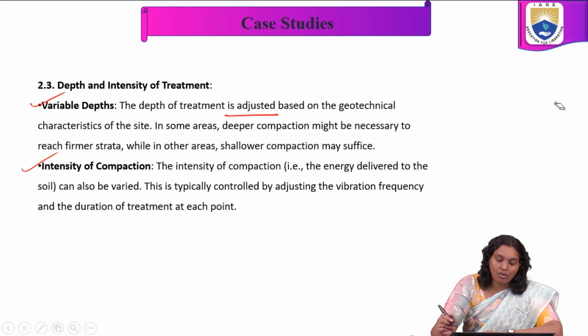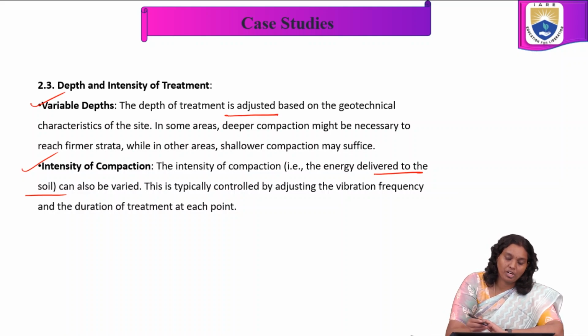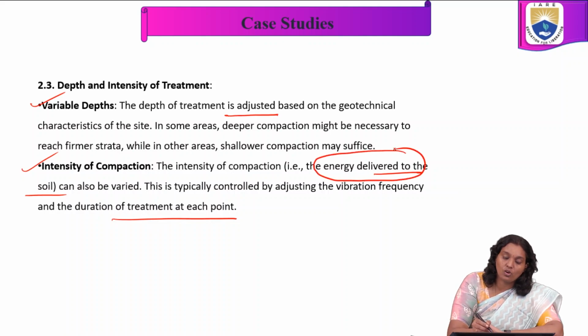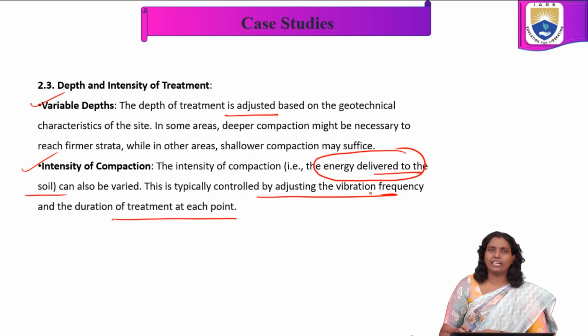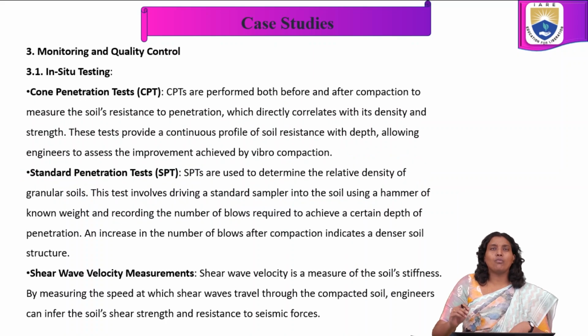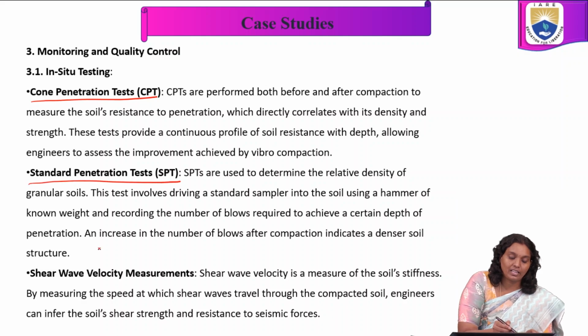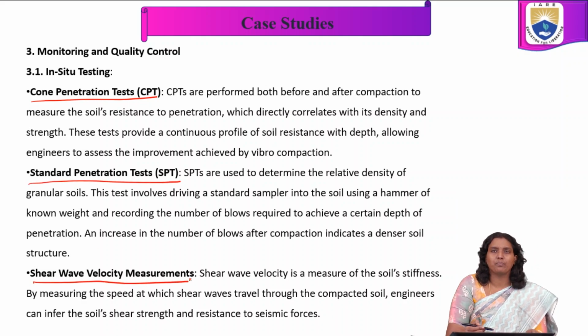And the intensity of the compaction. The intensity of the compaction, that is nothing but the energy delivered to the soil, can also be varied. This is typically controlled by adjusting the vibration frequency and the duration of treatment at each point. How much energy is delivered to the soil also depends upon the soil characteristics. And how we are monitoring, what kind of tests we are conducting, in detail: the cone penetration test, standard penetration test, and shear wave velocity measurements.